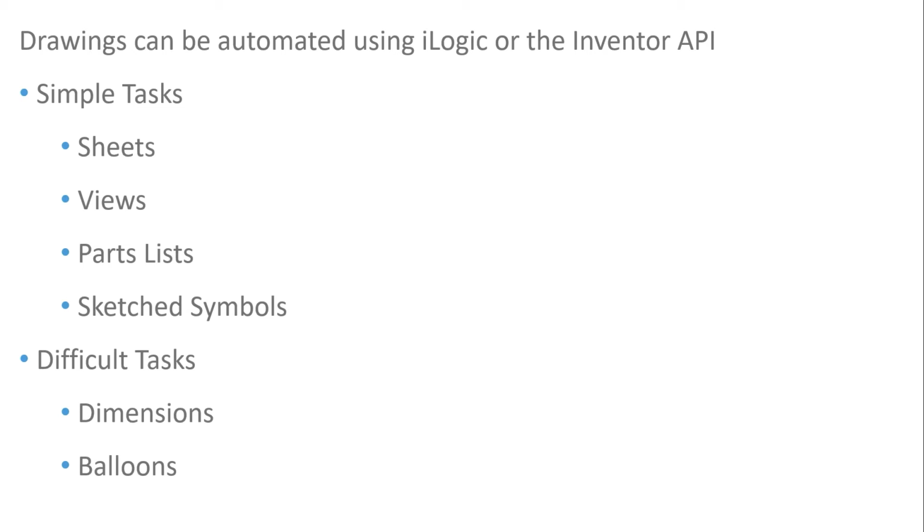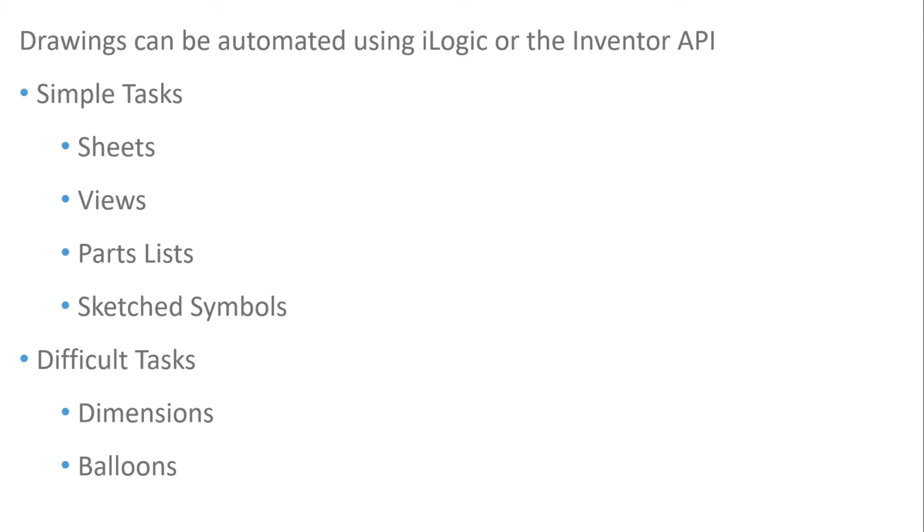Simple tasks within drawing automation include quickly generating sheets, and once those sheets are created, laying down different views. Once those views are created, we can start generating a parts list from them, as well as sketch symbols, even though those aren't dependent on anything aside from a sheet. We have to have sheets down before we can place sketch symbols. So we isolate the simple tasks from the difficult ones, which are placing dimensions and identifying components that we want to balloon.